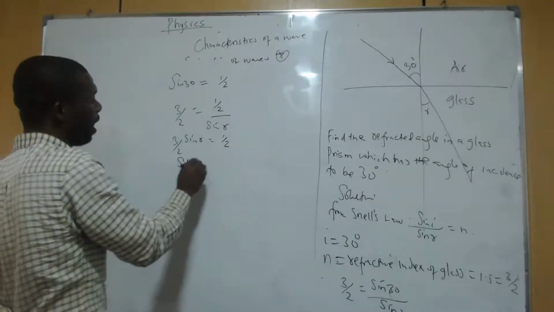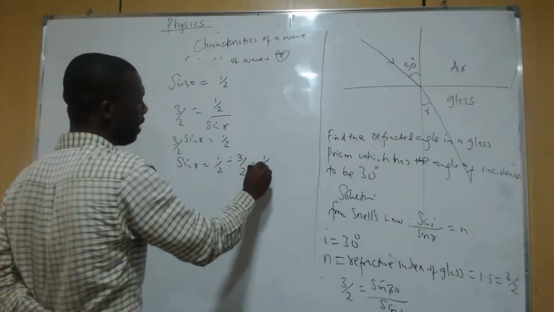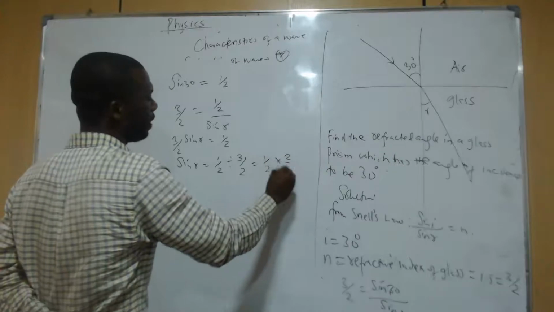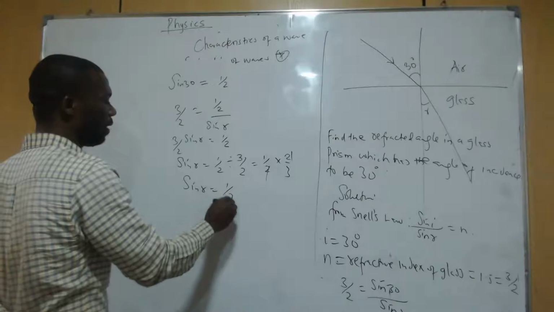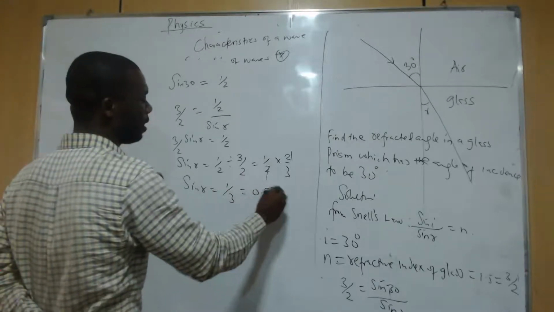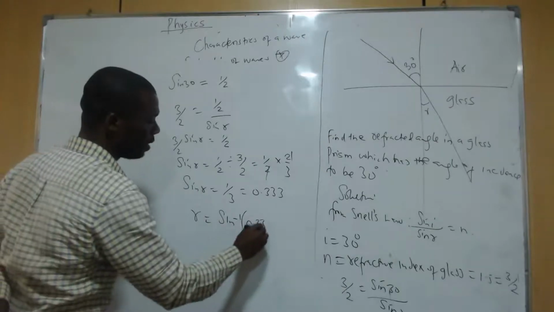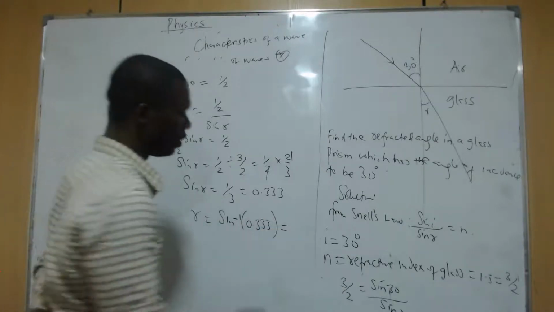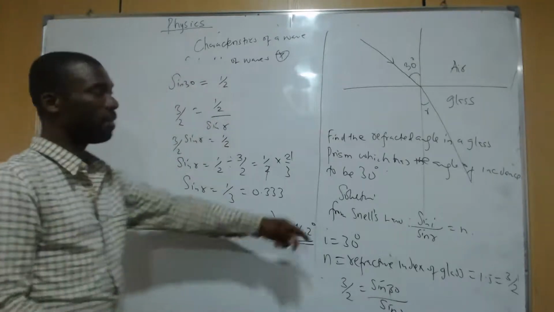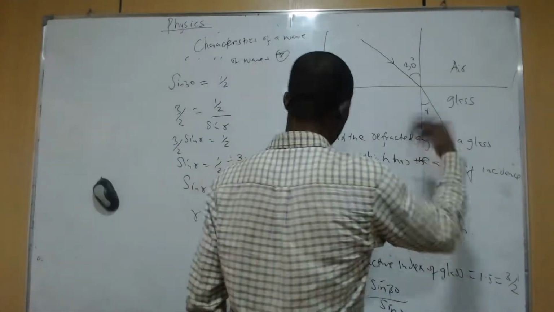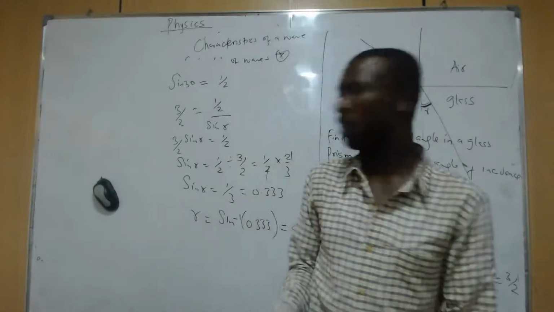Then sine R will be half divided by 3 over 2, which is half times 2 over 3. This will cancel this. We have sine R will be 1 over 3, which is 0.333. Now R will be equal to sine inverse of 0.333, which will give us something like 19.5 degrees. Now this is the refracted angle. So we have been able to do that calculation.